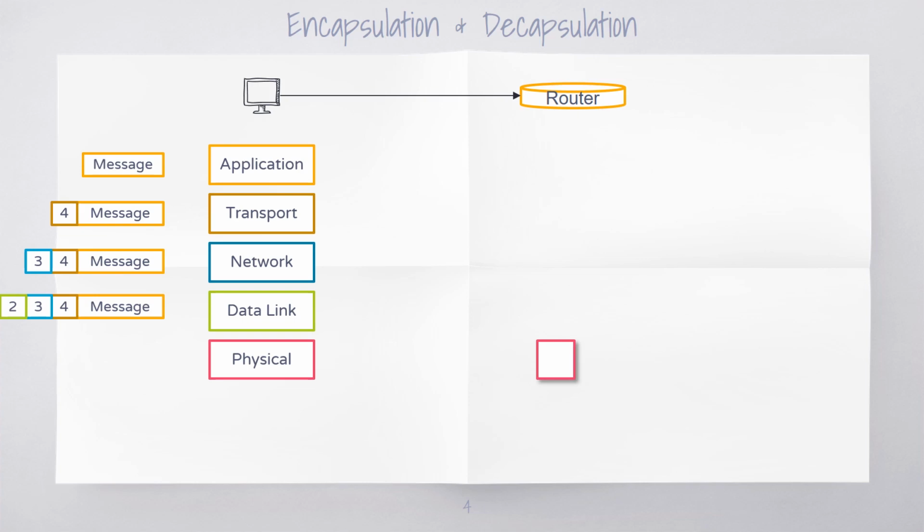So at the router, we have the message that is received from the physical layer, which will be in the form of an electromagnetic signal, and it is converted back into a frame that has to be given as input to the data link layer. So here the decapsulation happens.